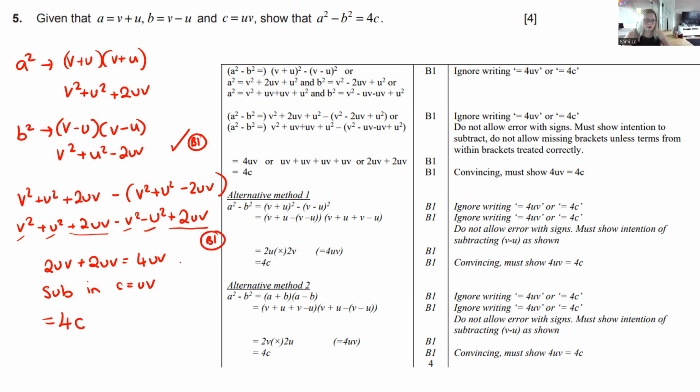B1. Then to get 4uv was our next mark, B1 again, by here. And then to sub it in, so our last mark, round about there. So that's a 4-mark question done. Hopefully you managed to see where all the marks came from. We're finished.